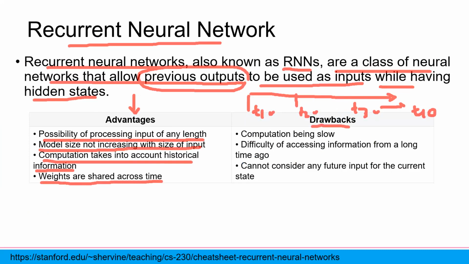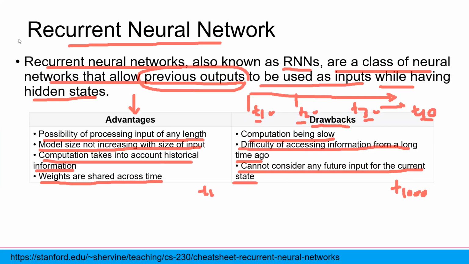But the drawbacks: the computation being slow. So the RNN usually is not that fast. And then difficulty of accessing information from a long time ago. So if you have only T1, T2, T3 until T10, it is still okay. But if your data is from T1 until T, for example, 1000, so if it is too long, then it is difficult to access the information. And it cannot consider any future input for the current state. So it is the drawback, okay, from the RNN.